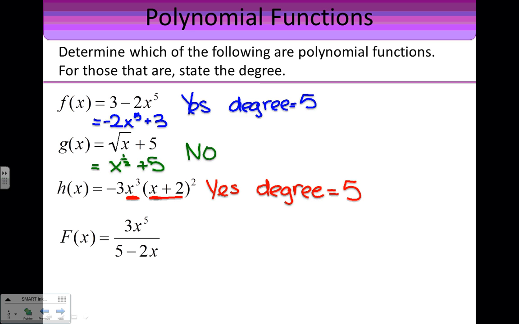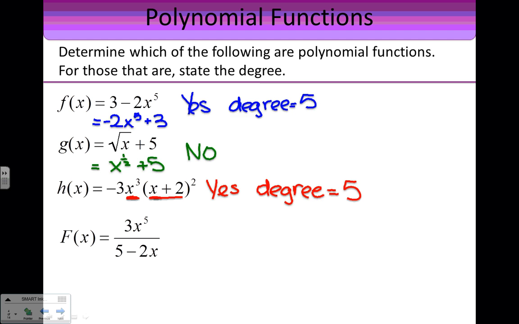All right, so f of x is equal to 3x to the 5th over 5 minus 2x. Go through our criteria. 1, do we have real number coefficients? Yes. 3, 5, and -2. Those are all real numbers. Are the exponents positive integers? Yes. Everything's positive, everything's an integer. Okay, we don't have any decimal or fraction exponents. Is the domain all real numbers? No. Okay, we have a restriction on the domain.